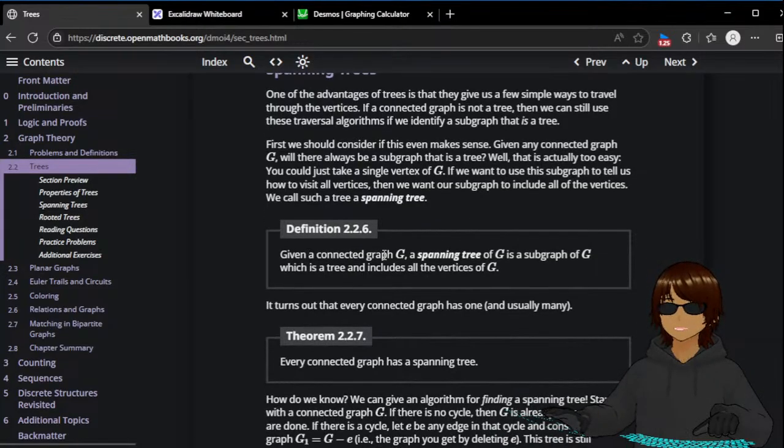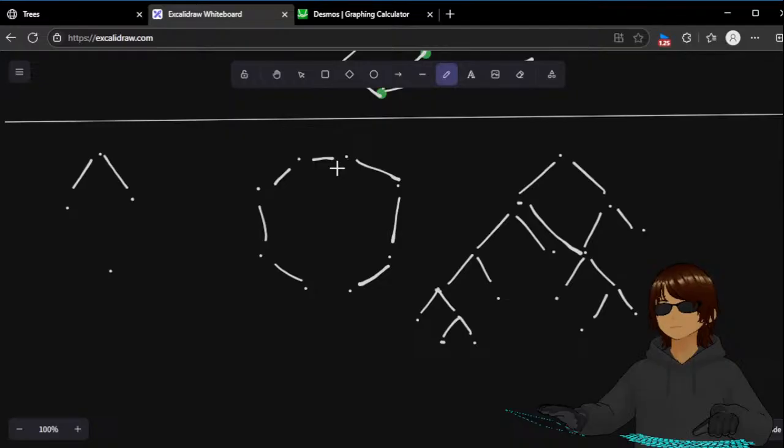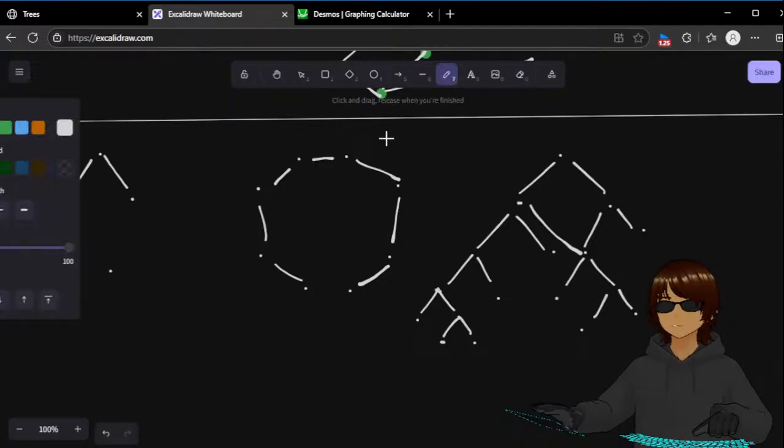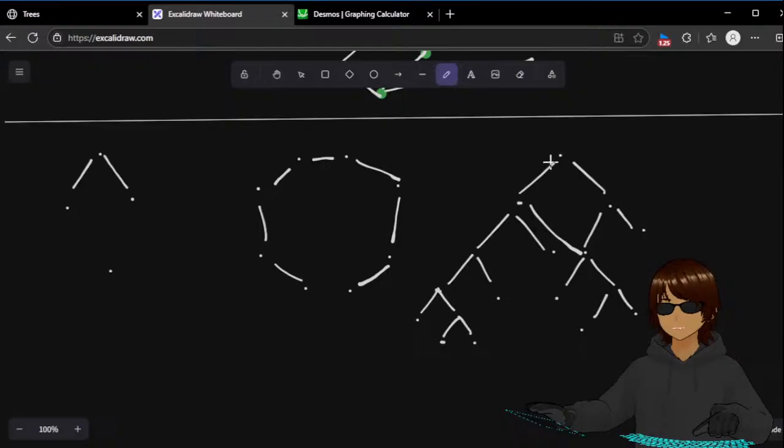Given a connected graph G, a spanning tree of G is a subgraph of G which is a tree and includes all vertices of G. Okay, I see. So if I take just this, this, this, and this subgraph, technically it's a tree, but it doesn't include all the vertices.